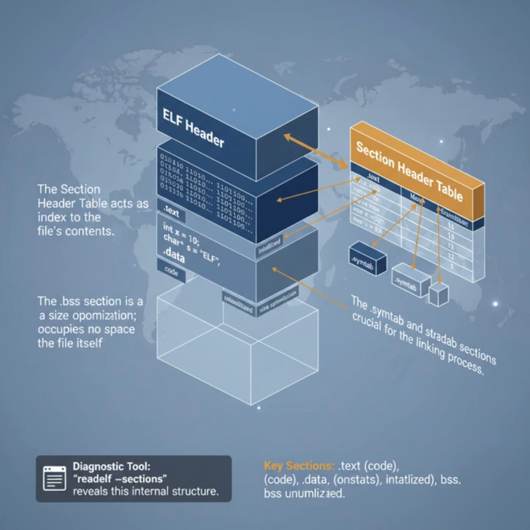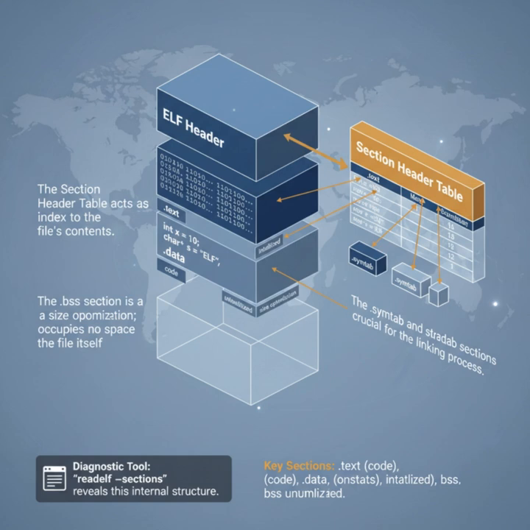Several sections are fundamental. The .text section contains the actual compiled executable machine code instructions. The .rodata section holds read-only data, such as string literals. The .data section contains initialized global and static variables, while the .bss, short for block started by symbol, holds uninitialized global and static variables. The operating system's loader allocates memory for .bss at runtime but doesn't need to load anything from the file, which is a key optimization for binary size.